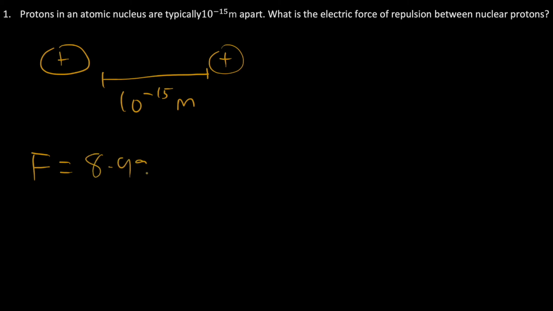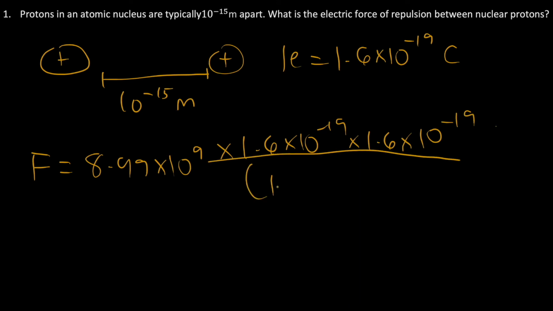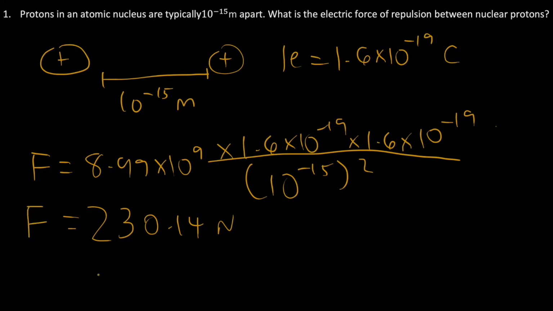So 8.99 times 10 to the 9th power times charge. So a proton has a charge of 1.6 times 10 to the negative 19th power Coulomb. And because you have two protons, you need to multiply by another 1.6 times 10 to the negative 19th power coulombs over their distance squared. And this should give you a value of 230.14 Newton. So the force between them is equal to 230.14 Newton.